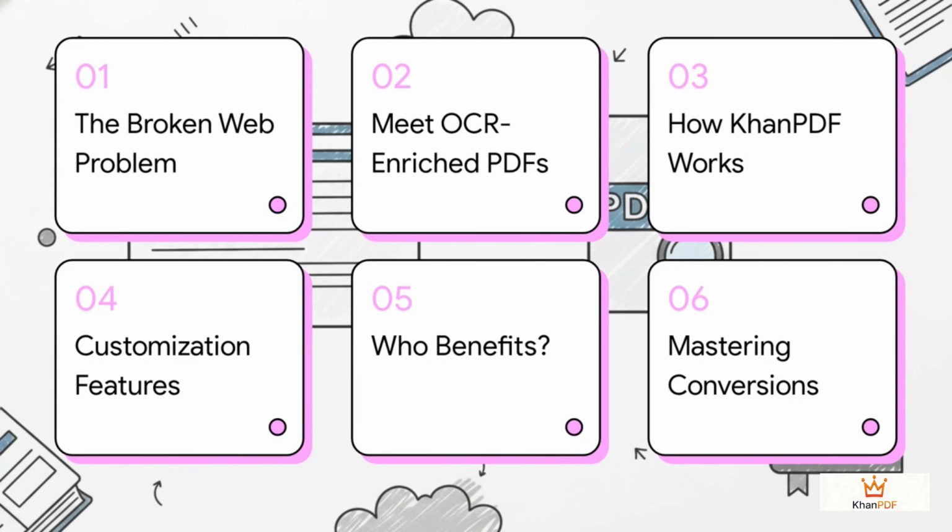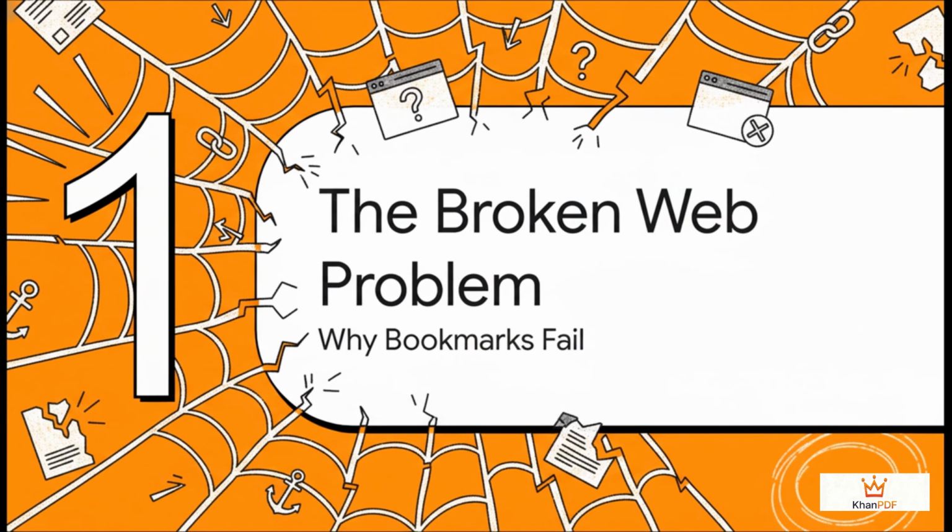So, here's our roadmap for today. We're going to cover the broken web problem, meet OCR-enriched PDFs, and see exactly how KhanPDF works. Then we'll check out its powerful customization features, who actually benefits from this, and finally, some best practices for mastering your conversions. All right, part 1, the broken web problem, or exactly why our standard bookmarks keep failing us.